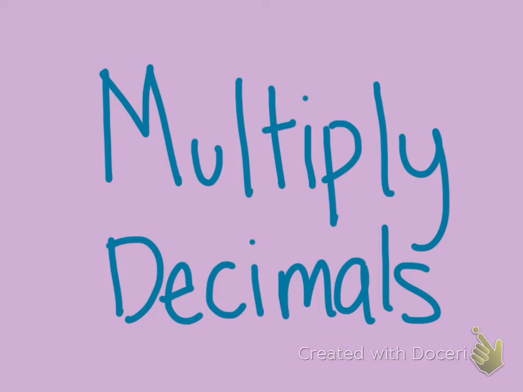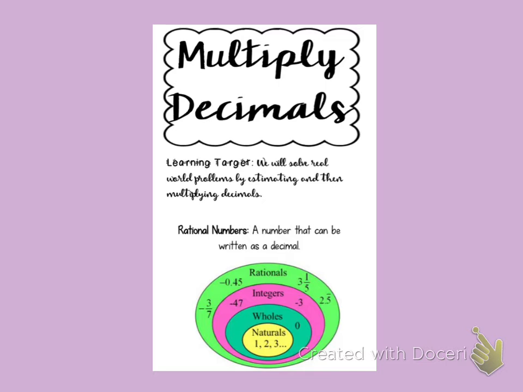Today we are going to work on multiplying decimals. So when we multiply decimals, we will solve real world problems by estimating and then multiplying decimals. When we are multiplying decimals, we are multiplying what's called rational numbers. A rational number is a number that can be written as a decimal and fraction.